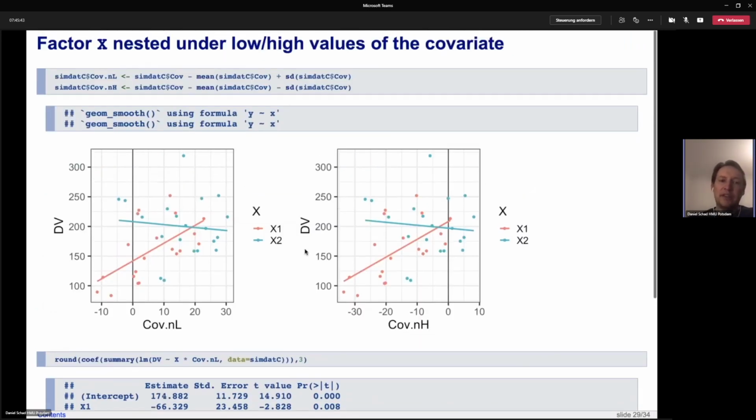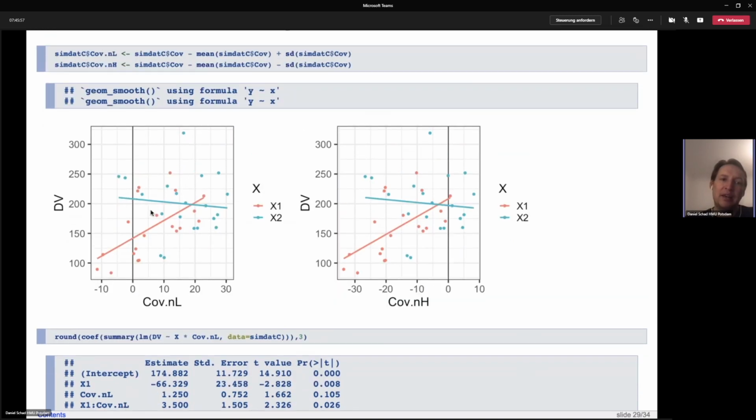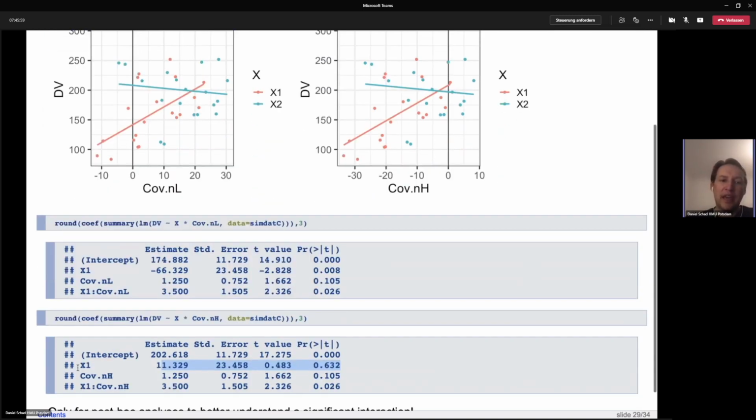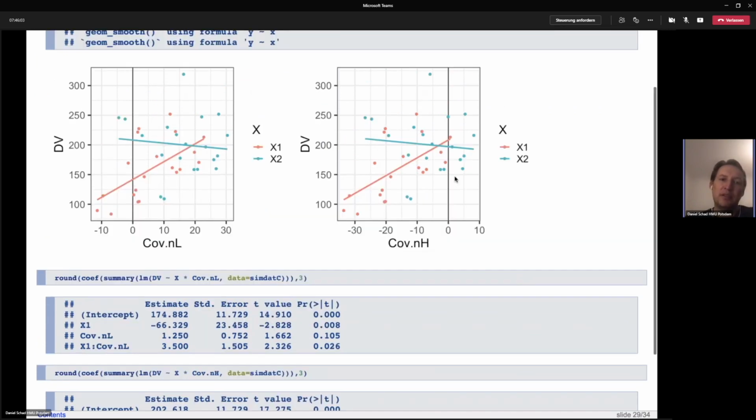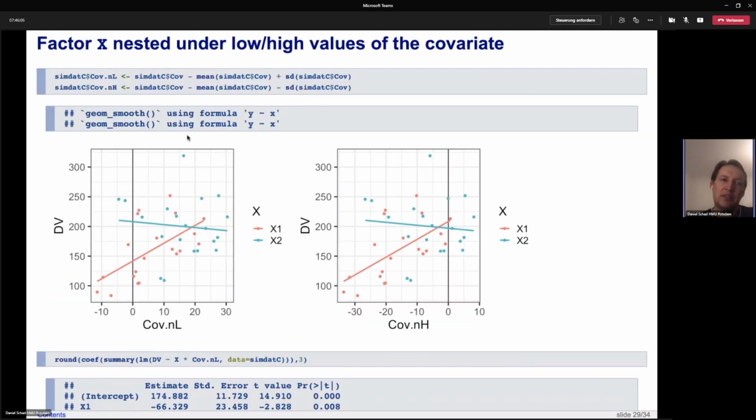So these are analyses that you can perform, but importantly, you should only perform this analysis if the interaction is significant. That's just a post hoc test if you have a significant interaction. But you can use this rule that the point null is that the effect of X depends on the coding of the covariate to test these specific nested effects. So it's an effect of factor X nested under low or high values of the covariate.